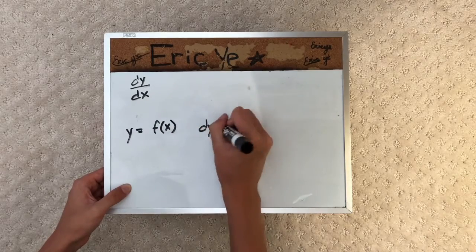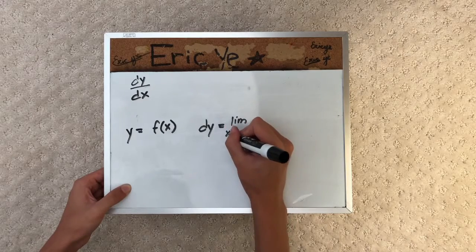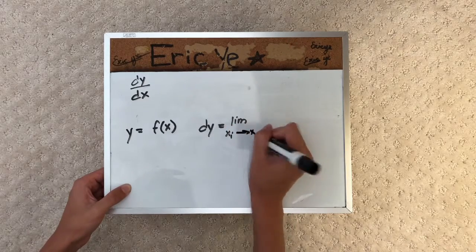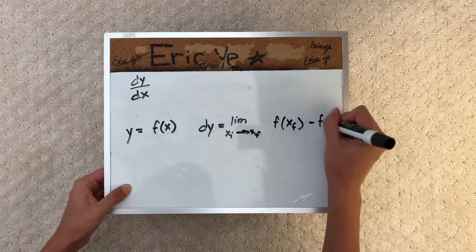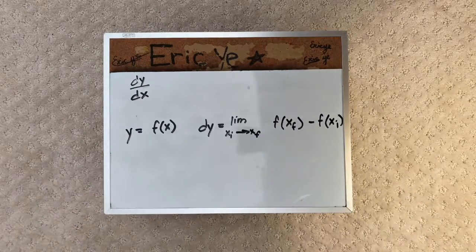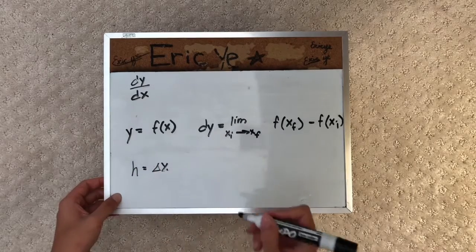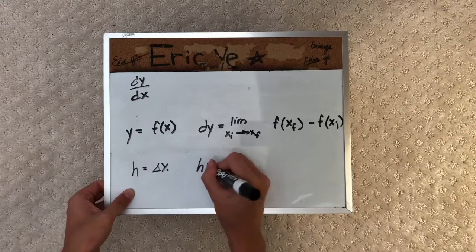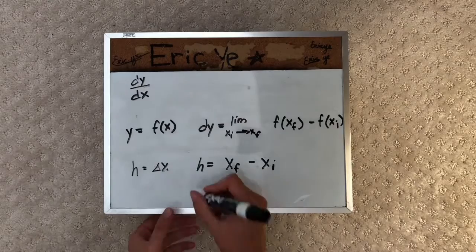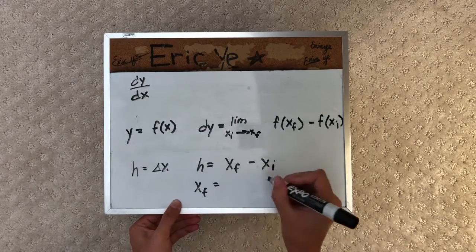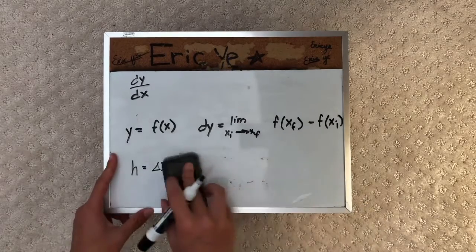So then dy would be equal to the limit as x initial approaches x final of f of x final minus f of x initial. Now let's define h as delta x. So h would be equal to x final minus x initial. If we solve for x final, we'll find that it would be equal to x initial plus h. Now we can redefine dy and dx.